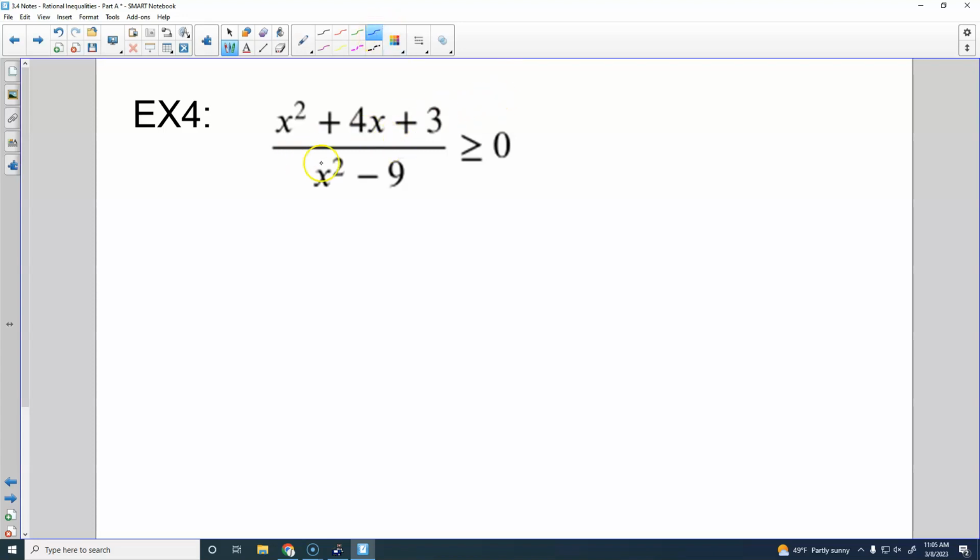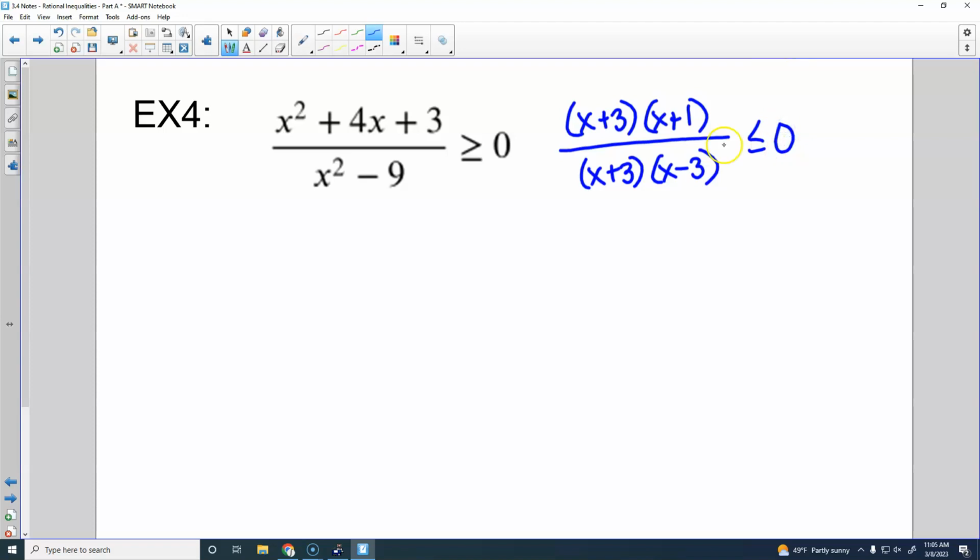So it's always best to go ahead and factor these. So x plus 3, x plus 1 is how that numerator will factor. Denominator is going to be x plus 3, x minus 3. I'm pretty sure I want it to be less than or equal to 0. I may change my mind again when we get to the end. Let's do less than or equal to 0.